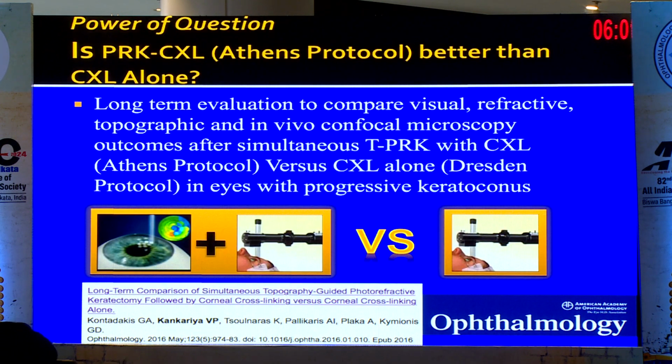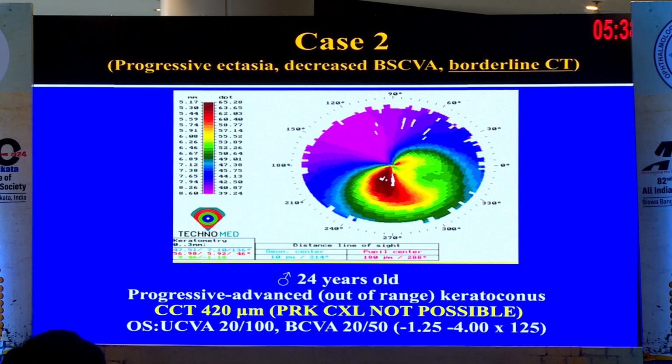Then we went on to do a very large long-term study, which was a comparison between the Athens protocol in one eye and the Dresden protocol, which is the CXL alone, in the other eye, which we published back in 2016 in a very prestigious ophthalmology journal. We showcased that the Athens protocol not only stabilizes your keratoconus but also improves your functional vision, and there were a large number of eyes which did much better with the Athens protocol than with just Dresden. But what about this case?